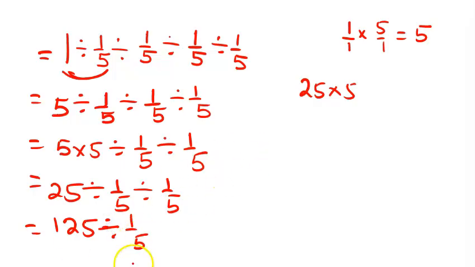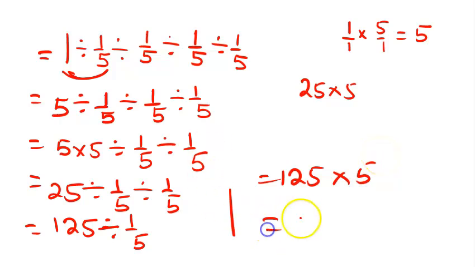So as usual, you are dividing a whole number by 5. So we are going to flip, and then we have 125 times 5. And what is 125 by 5? We are getting 625.